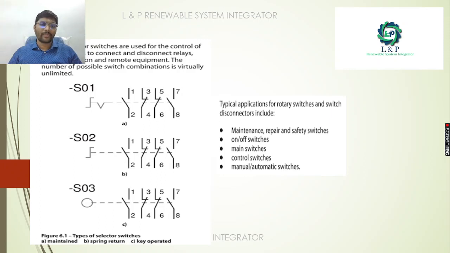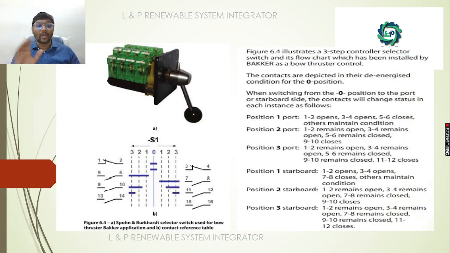Where are we using it? A rotatory switch is used for the control of power circuits to connect and disconnect relays, instruments and remote equipment. Not only that, rotatory switches and switch disconnect equipment have very vast applications in maintenance, repair, safety switches, on-off switches, main switches, control switches, manual and automatic selection.